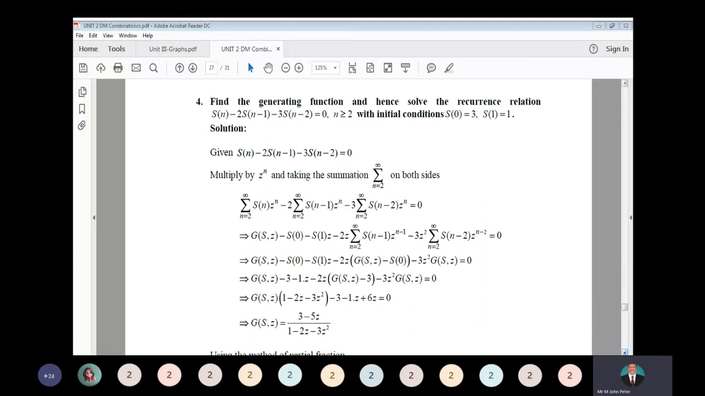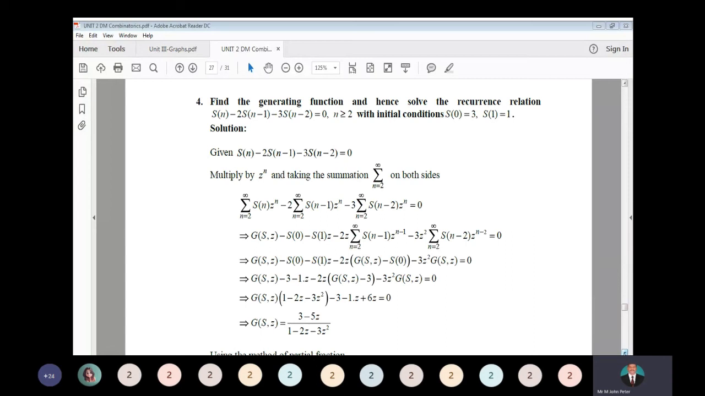Now in the second summation, only s of 0 is missing when you take n equal to 2 to infinity. Next, when you substitute n equal to 2 directly, you will get s of 0 as the starting term. The first term, when you do it, you will get the generating function g of s comma z only.